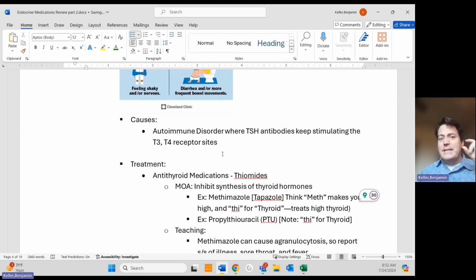And the cause, primarily with Graves' disease, is that TSH antibodies are being made, and they just stay on the T3 and T4 receptors, and they just keep pushing the buttons, almost like a coked up mouse in a lab somewhere that just keeps pushing the stimulate button, and they just keep stimulating the hyperthyroidism all day long. It doesn't care. It's just like more, more, more, more, more.